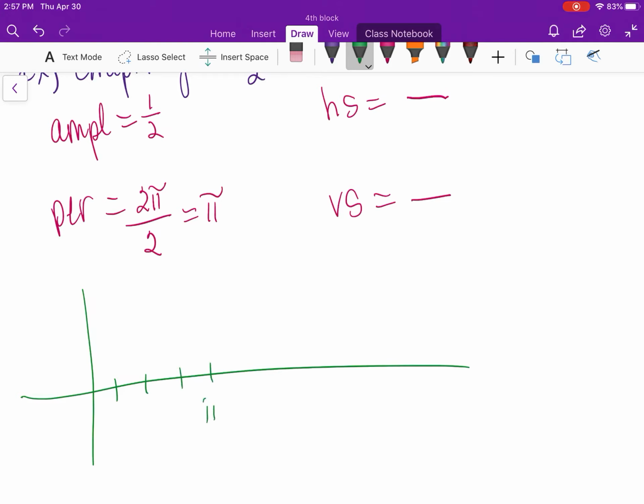This time, since my period is pi, I'm going to make the fourth mark pi, because once again, our key points for cosine, they start out with a maximum, an x-intercept, a minimum, an x-intercept, and a maximum. So I have 5 key parts. I have 5 spots to put those key points at now, because I have a point at 0, and then I have these 3, and I have a mark at pi. So if I go out 4 more, that'll get me to 2 pi. My amplitude is 1/2, so I'm just going to put a scale of 1/2 this time.